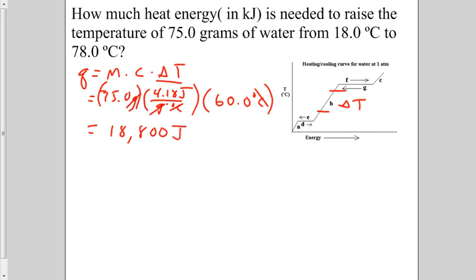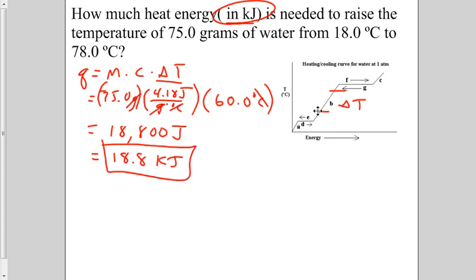18,800 joules. Again, we're asked for kilojoules, so we'll convert this to kilojoules by dividing by 1,000. So it equals 18.8 kilojoules of energy. But again, now we have no phase change, but a change in temperature. So that is the appropriate equation to use.